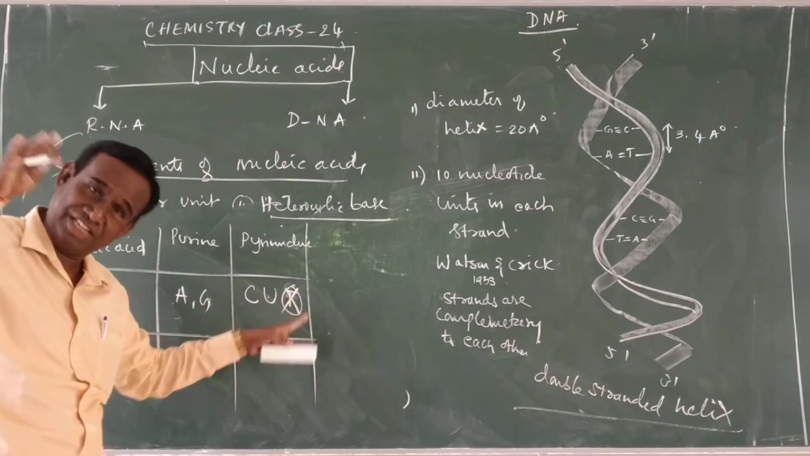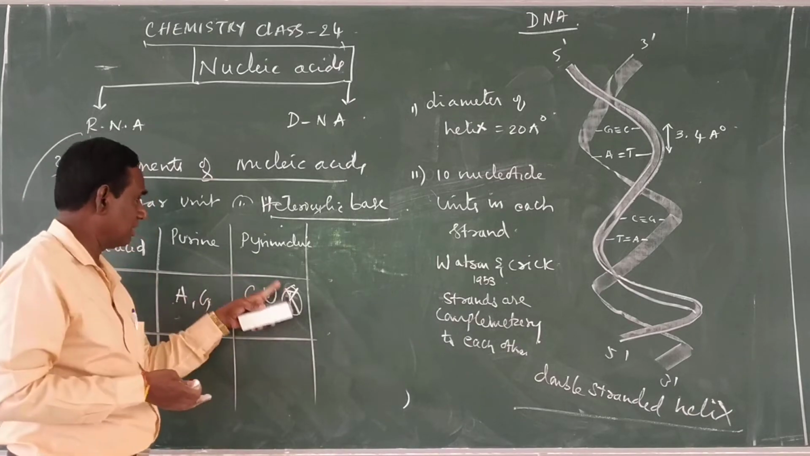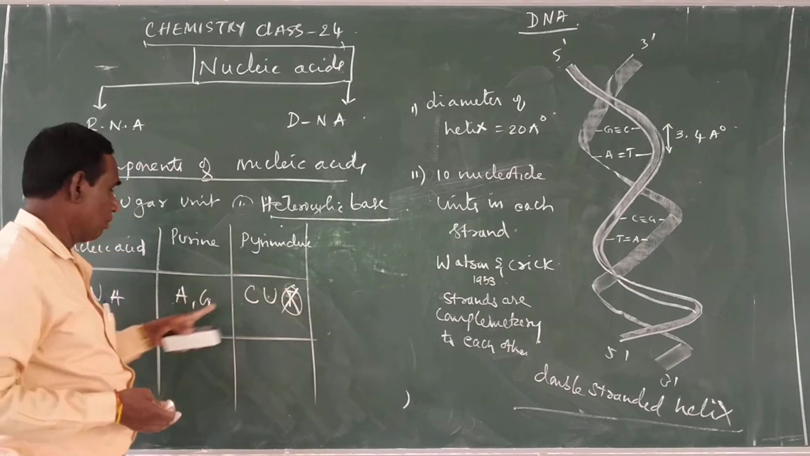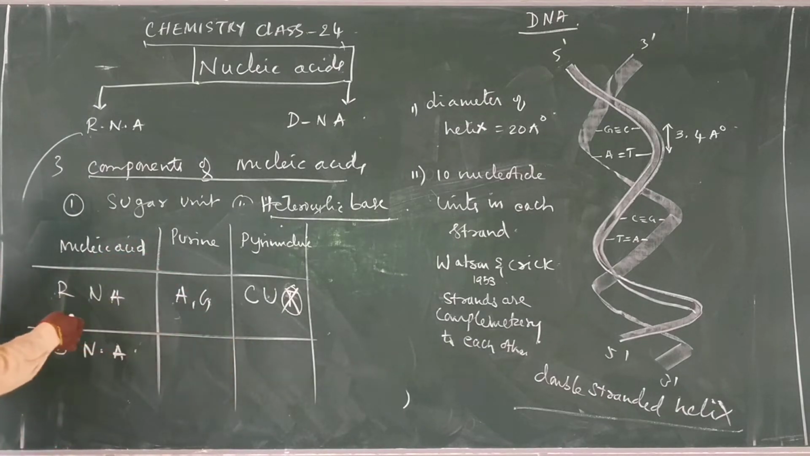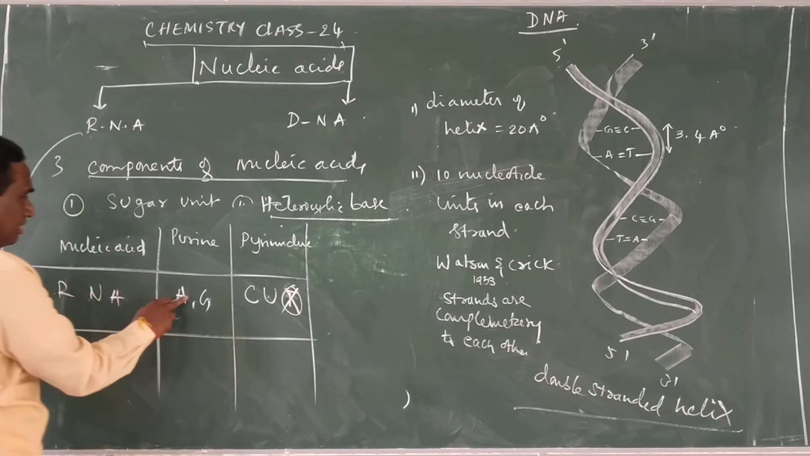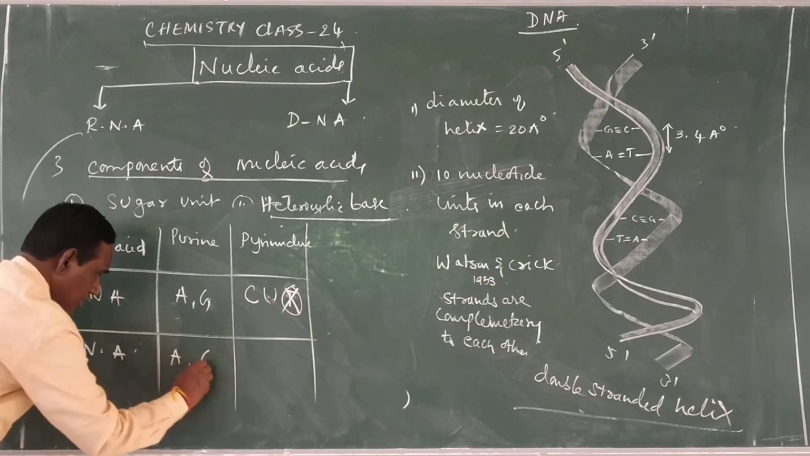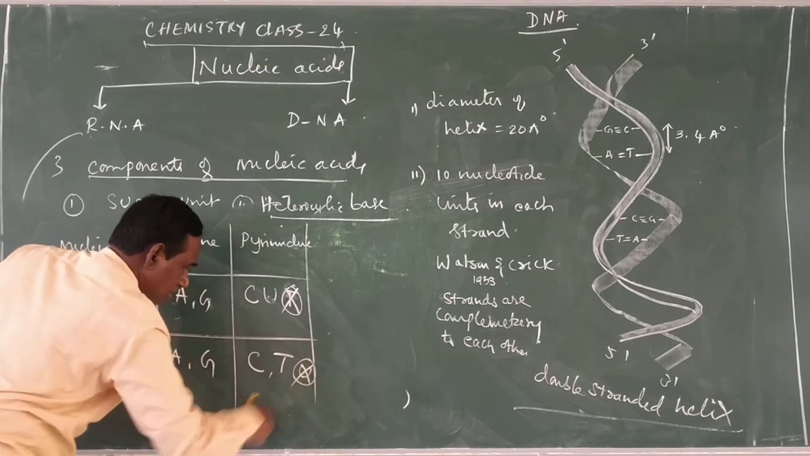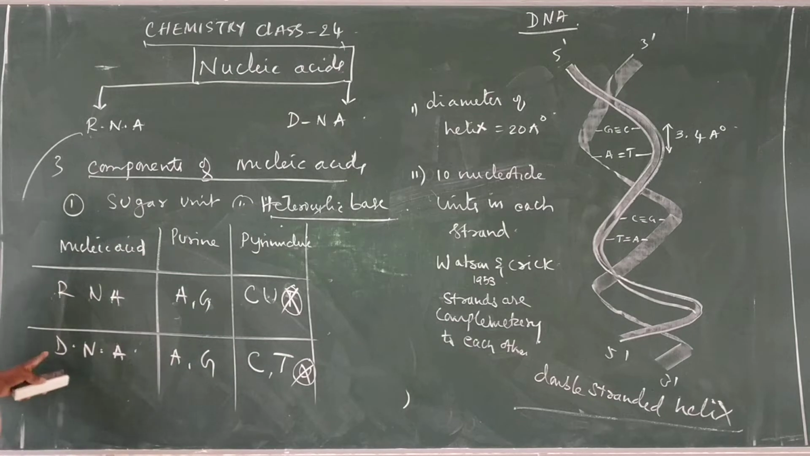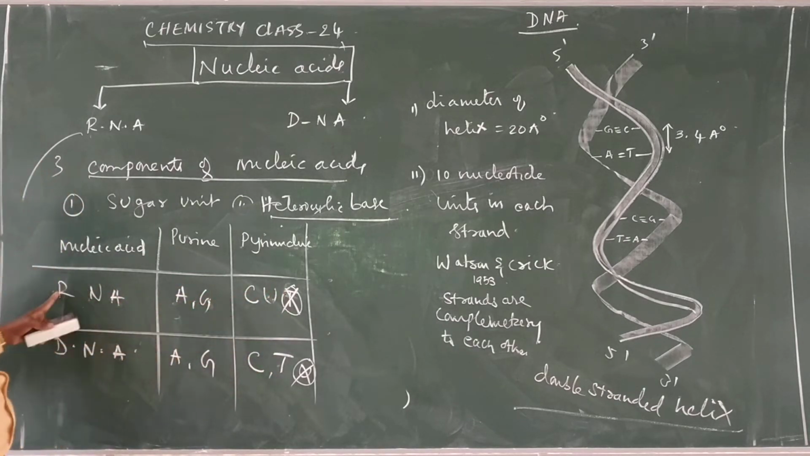Which base is present in DNA? Thymine. Which base is not present in RNA? Thymine. Which base is not present in DNA? Uracil. See here, RNA contains adenine, guanine, cytosine, uracil. Now DNA has AG, here C and T. U is not present. Uracil is not present. That means DNA contains thymine, RNA contains uracil. RNA does not contain thymine, DNA contains thymine.